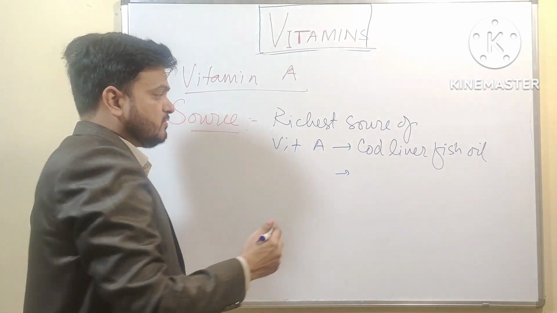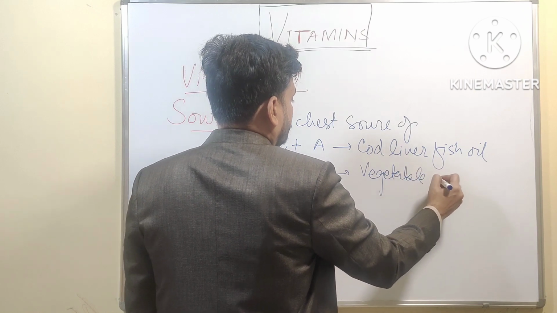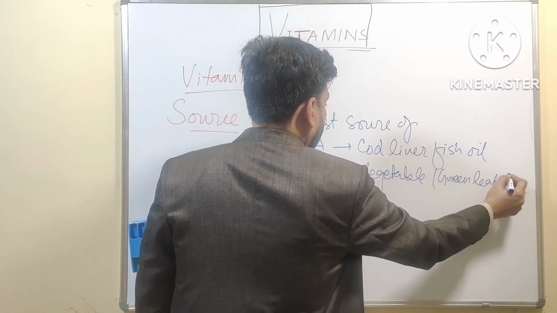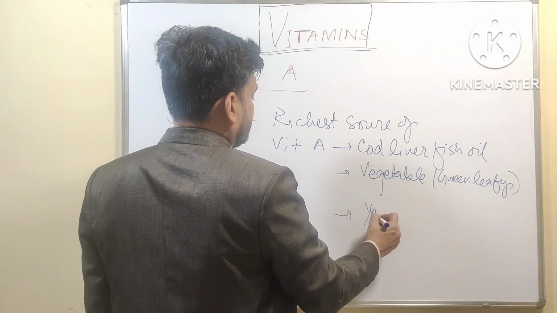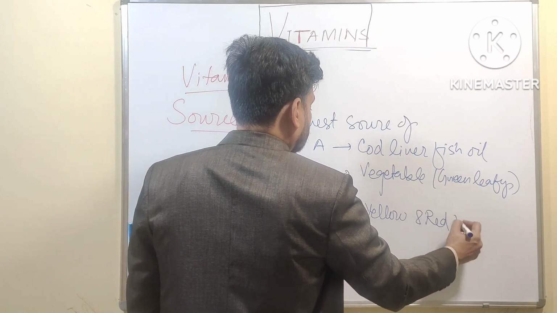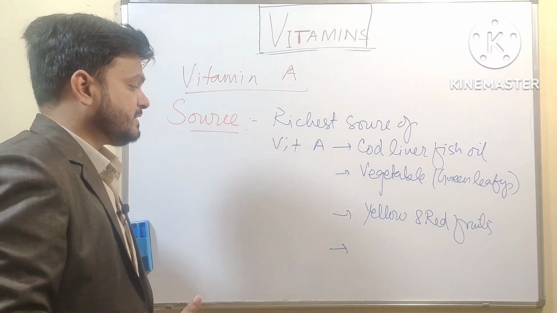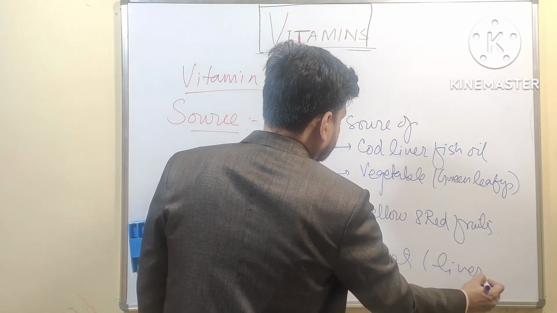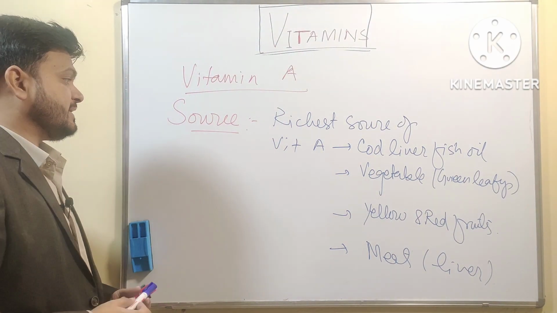It is also found in green leafy vegetables. They are also present in a higher amount in yellow and red fruits and vegetables. And it is also found in meat, especially in the liver of animals. So this is all about the sources of vitamin A in our diet.